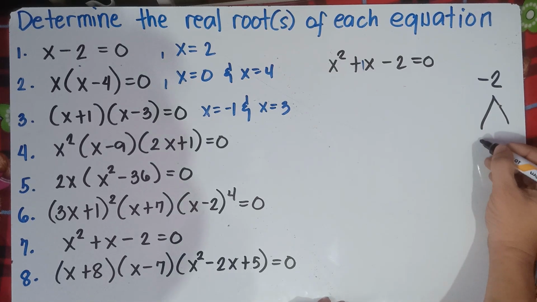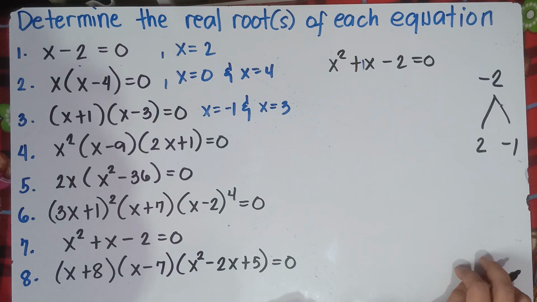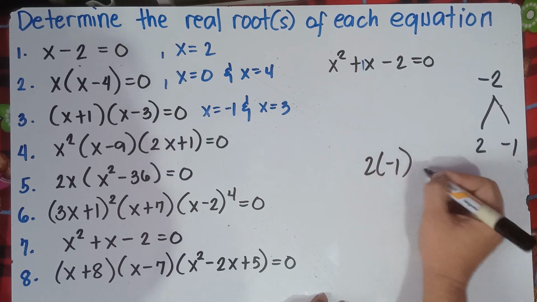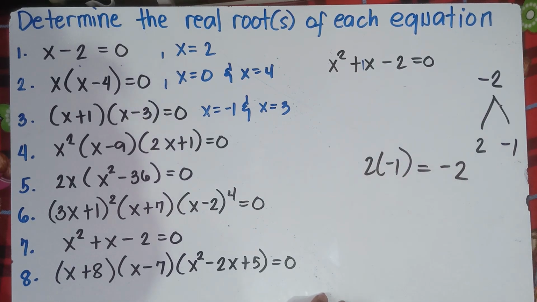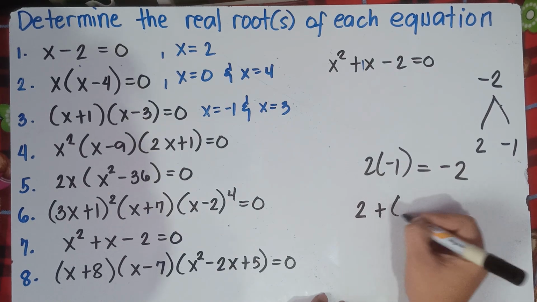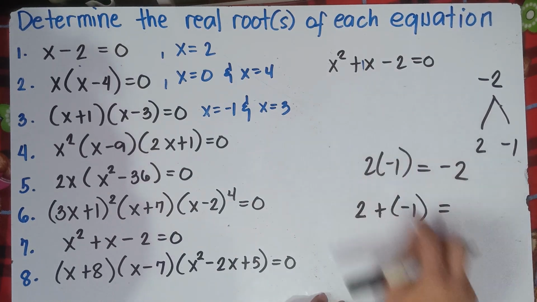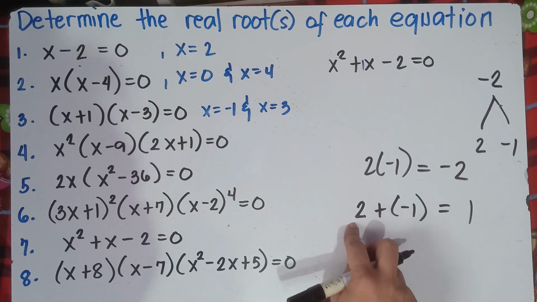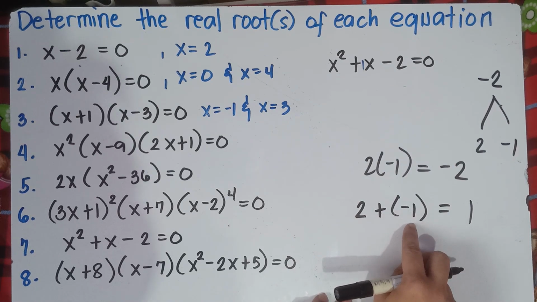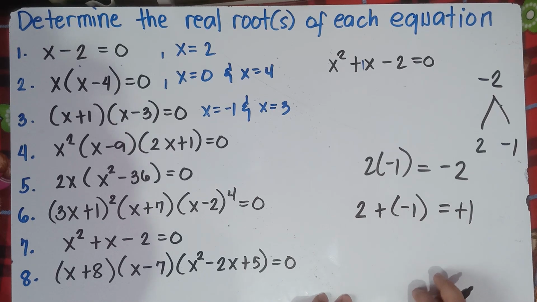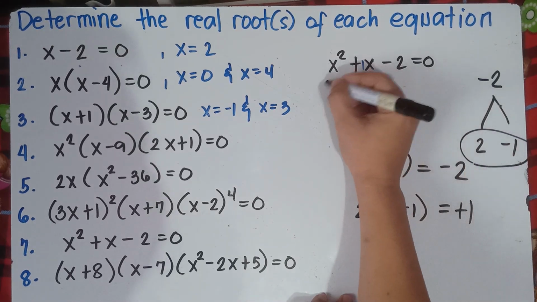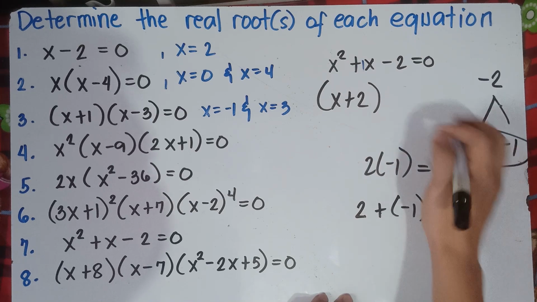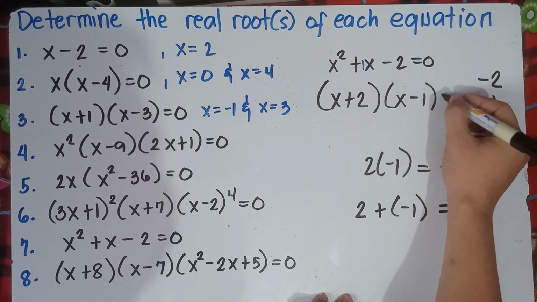Of course, there would be positive 2 and negative 1, right? Why is that, sir? Because if you multiply 2 times negative 1, that is negative 2. If you combine positive 2 plus negative 1, we get positive 1, class. If the signs are not the same, you subtract: 2 minus 1 is 1. Then you copy the sign of the larger number. 2 is greater than 1, so we copy the positive sign. So our factors, class, will be x plus 2 and x minus 1 equals 0.